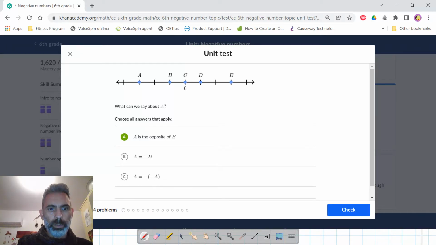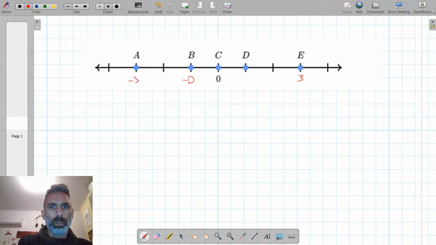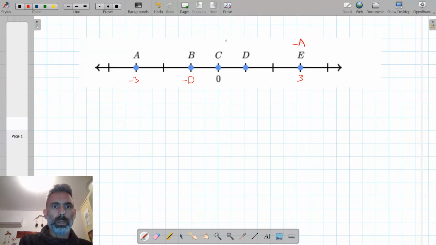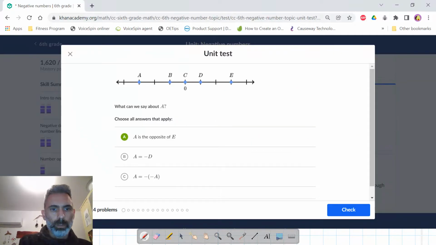A equals the opposite of -A. Okay, so -A is here, because A is 1, 2, 3 hash marks to the left of the 0, and the opposite of A is 1, 2, 3 hash marks to the right of the 0, so this is -A, and the opposite of -A is back here. The opposite of -A is A, so that is also correct.